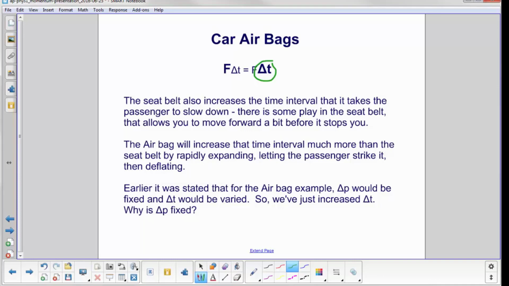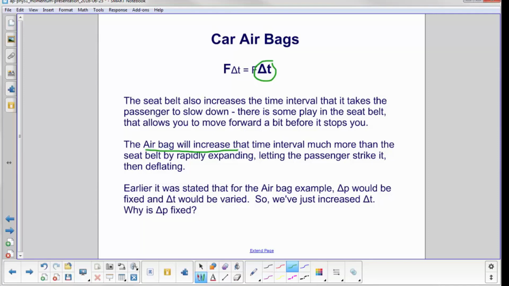The seatbelt has a little play, so you move a little bit, but then it slows you down when it tightens up. The biggest effect here is the airbag. That increases that time interval. It rapidly expands, providing a cushion that you strike. Then it deflates, slowly compared to how fast the car has stopped, bringing you to a stop. Very analogous to if you fall from a height of 3 feet onto the floor, that hurts. Your time interval of this stop is very, very short. If you fell the same height onto a mattress, the mattress would give, increasing the time of you stopping.